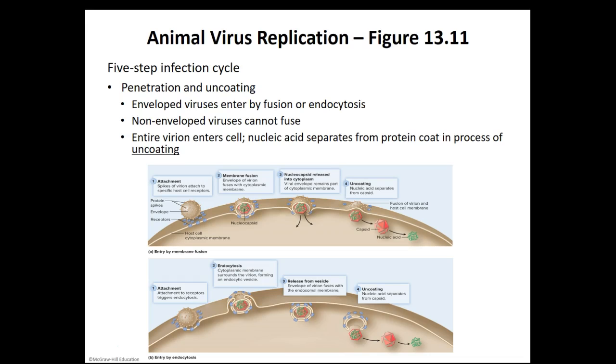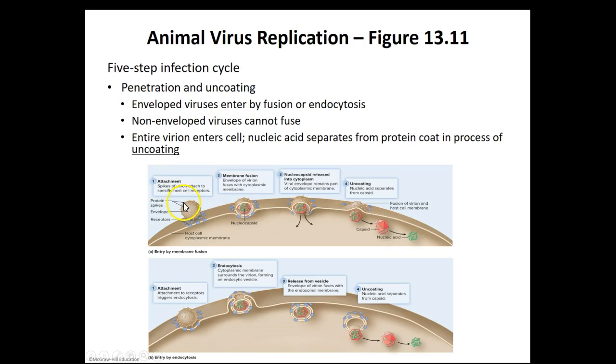Once that virion has entered the host cell, in the case of the animal viruses, that is when you'll see the genome, the nucleic acid, released from the capsid, and that process is referred to as uncoating. So what you have here on your screen are two different manners of penetration. Up top, we have penetration via fusion, and down below we have penetration via endocytosis. Remember, fusion is a characteristic exhibited only by enveloped viruses, whereas endocytosis can be used by both enveloped and also non-enveloped viruses.